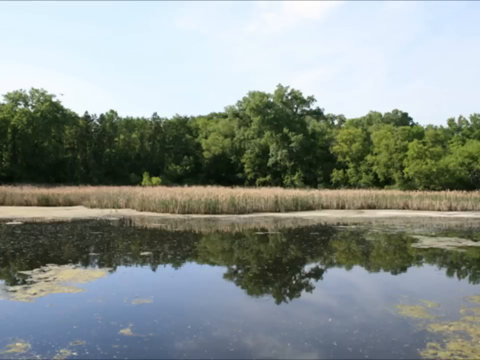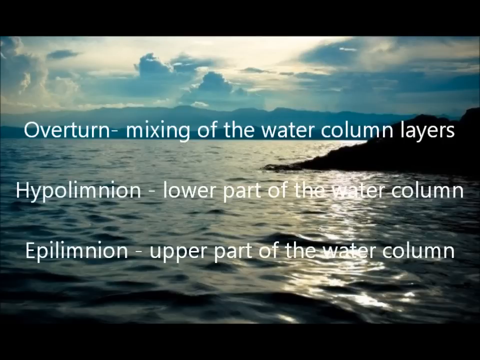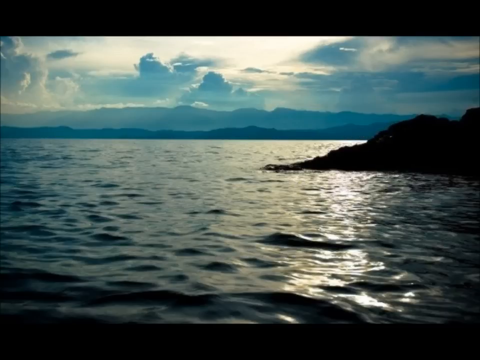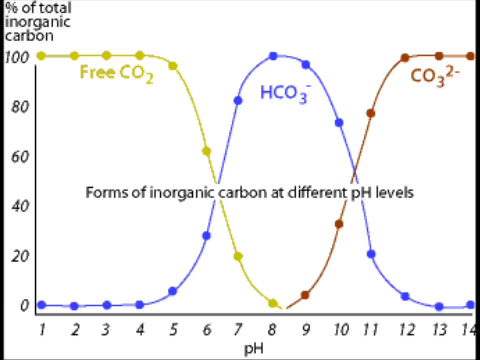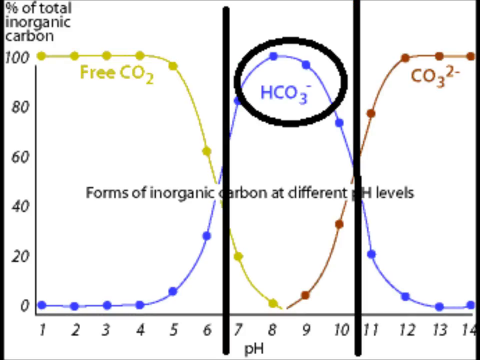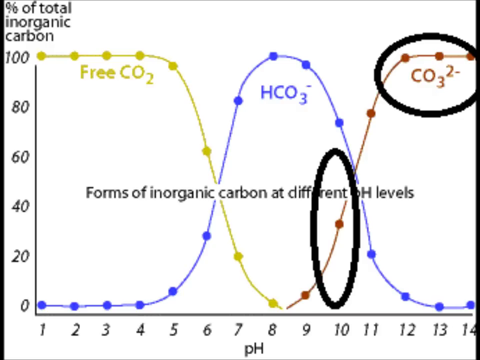In the fall, overturn was thought to have mixed inorganic carbon that was trapped in the hypolimnion, or the lower part of the water column, into the epilimnion, the upper part of the water column. This resulted in a decrease in pH. Throughout the year, bicarbonate was the major form of inorganic carbon. This was due to the large range of pH. However, high pH caused by high production and temperatures in August led carbonate to comprise 44% of the total inorganic carbon pool.